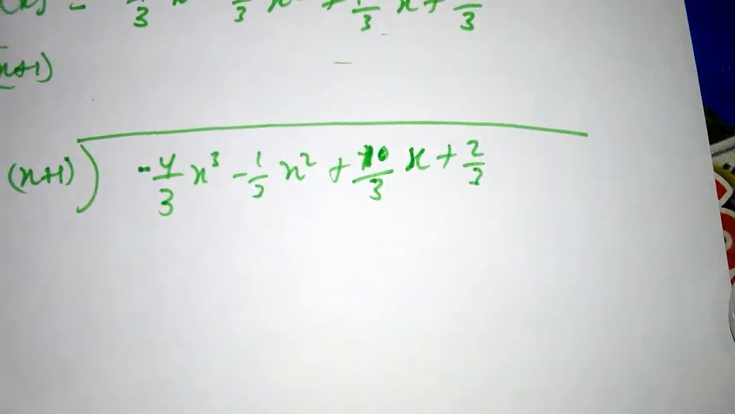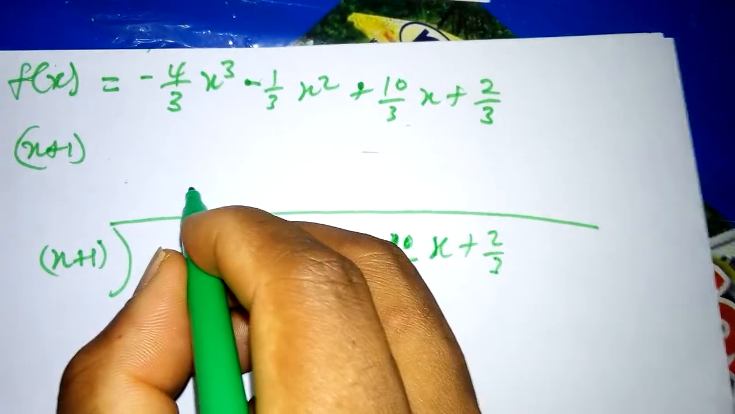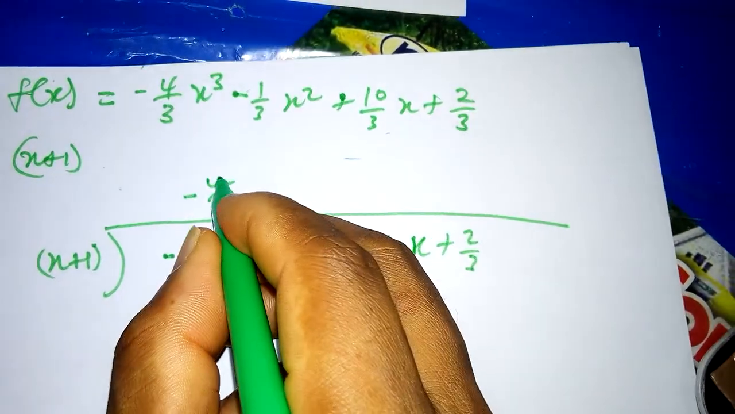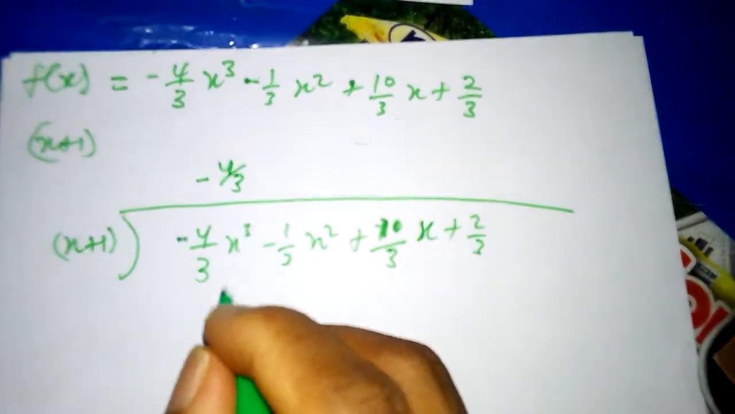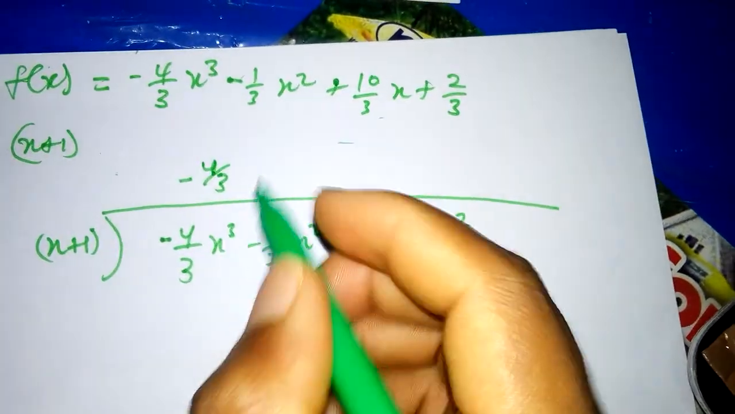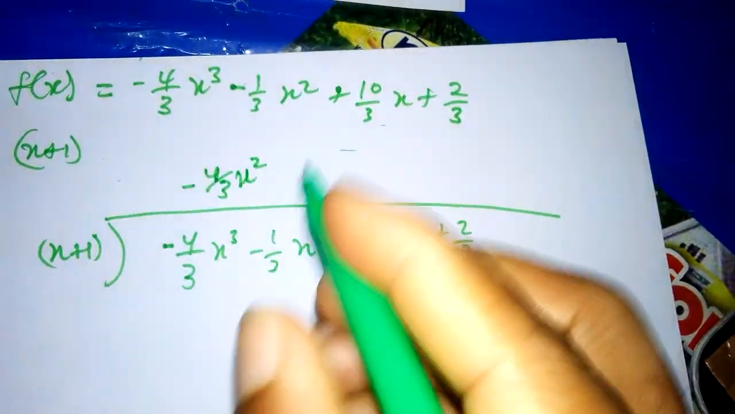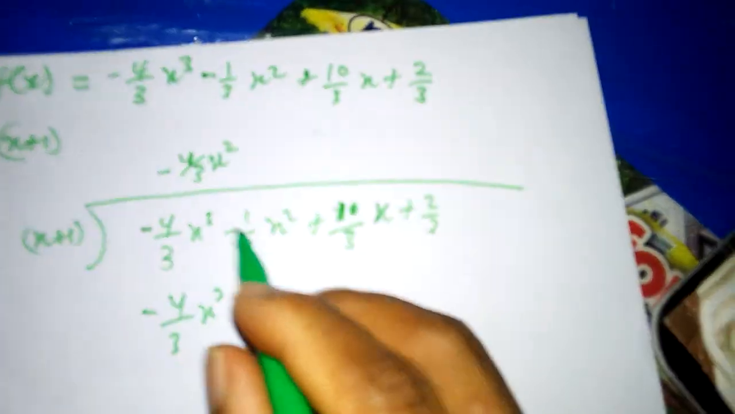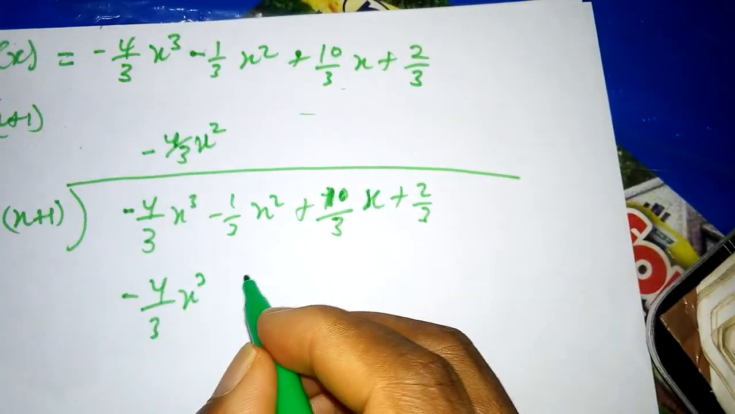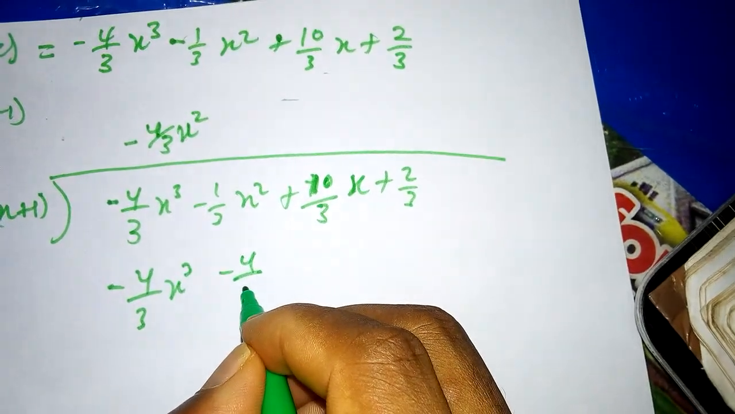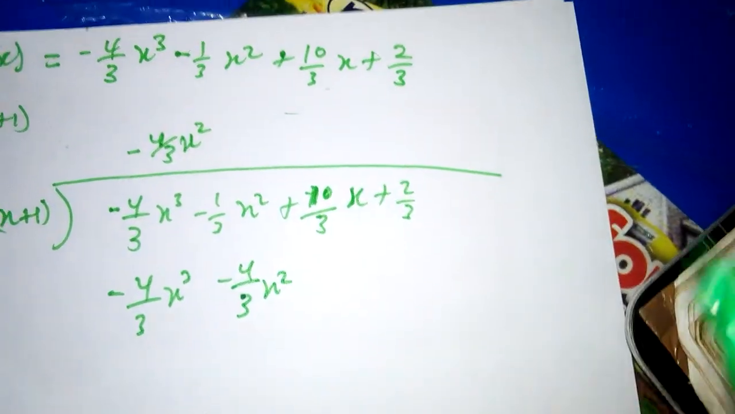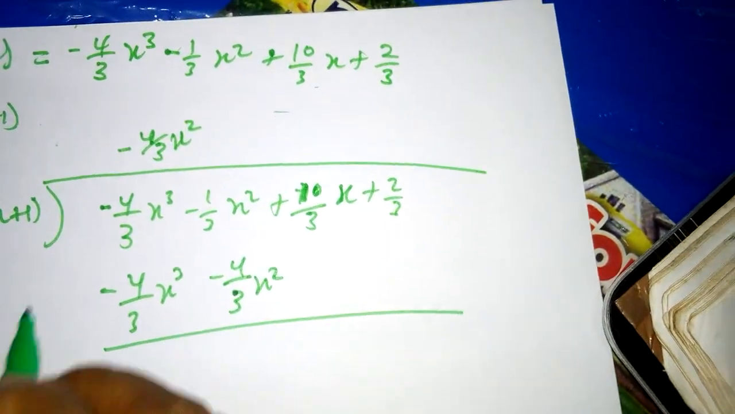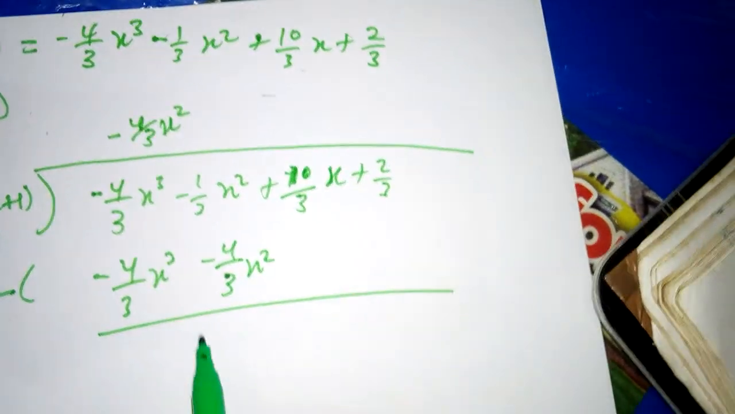Now I'll look for the values. What will I multiply by this one? I'll get 4 on 3. That's what I need to multiply by this. 4 on 3 x squared times this one gives you negative 4 on 3 x cubed. I will multiply by the other one, I'll get negative 4 over 3 x squared. Then I'll just do my subtraction.